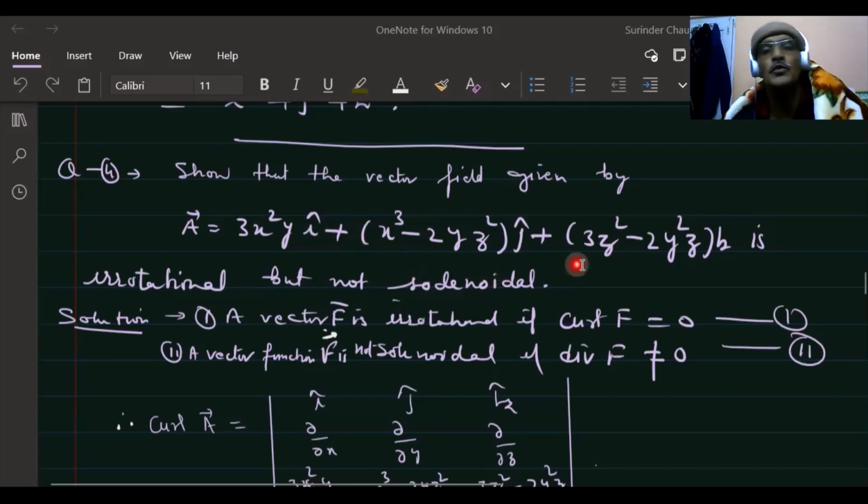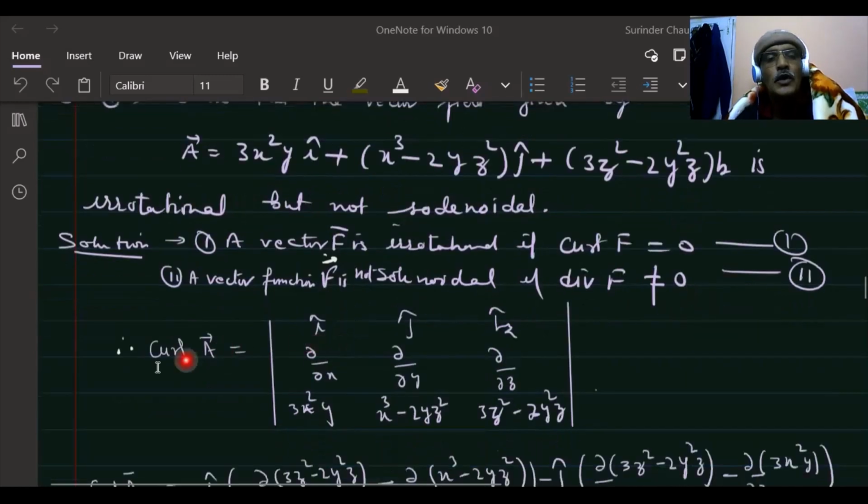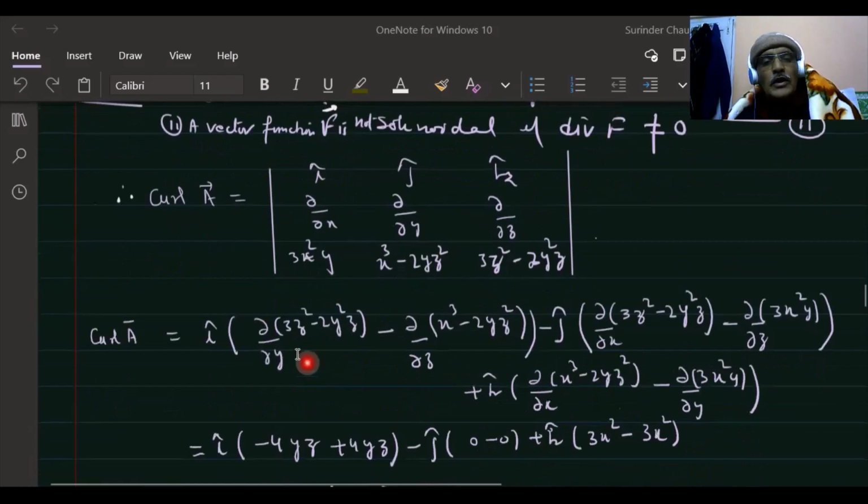So let's find the curl of this vector field. Curl of vector A is equal to the determinant: in the first row write the unit vectors, in the second row the partial derivatives, and in the third row write the components of the given vector. Now open this determinant using the properties of determinants. After operating, you get i into ∂/∂y of the z component minus ∂/∂z of the y component, minus j into ∂/∂x of the z component minus ∂/∂z of the x component, plus k into ∂/∂x of the y component minus ∂/∂y of the x component.